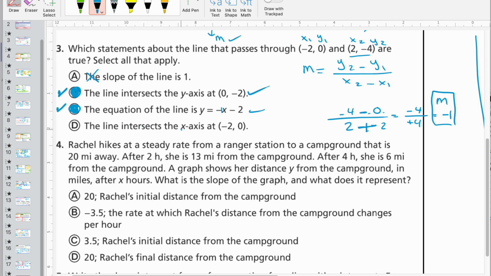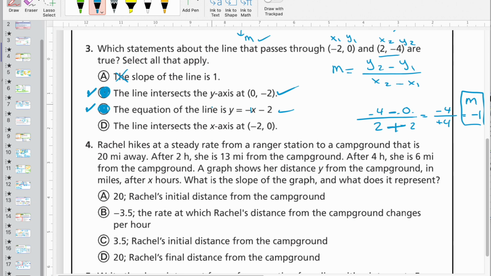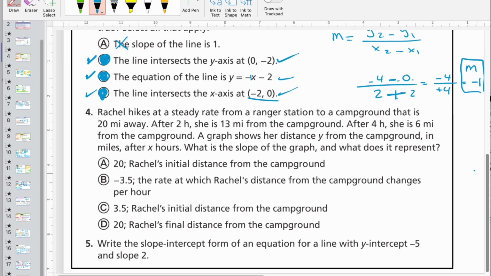The line intersects the x-axis at (-2, 0). Yeah, this is one of the points already, so yes, it's also correct. If it's one of the points, then of course it's on the line, then of course it's crossing it.